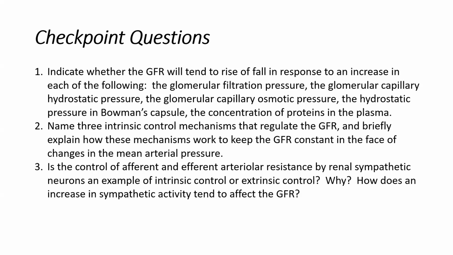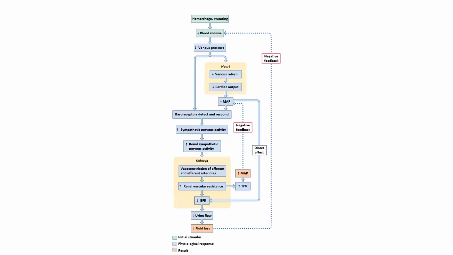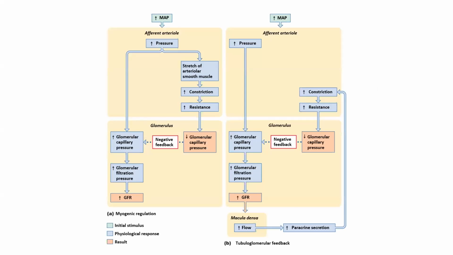And so we described the myogenic regulation, so this mechanism here on the left. This was the stretch in the smooth muscles of the arteriole, of the afferent arteriole. And so if they stretched, the response was to constrict or to increase the resistance.